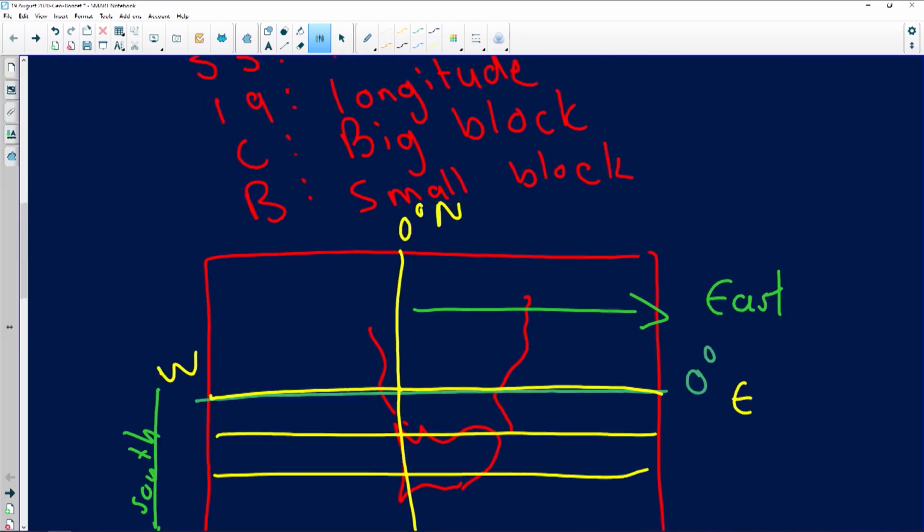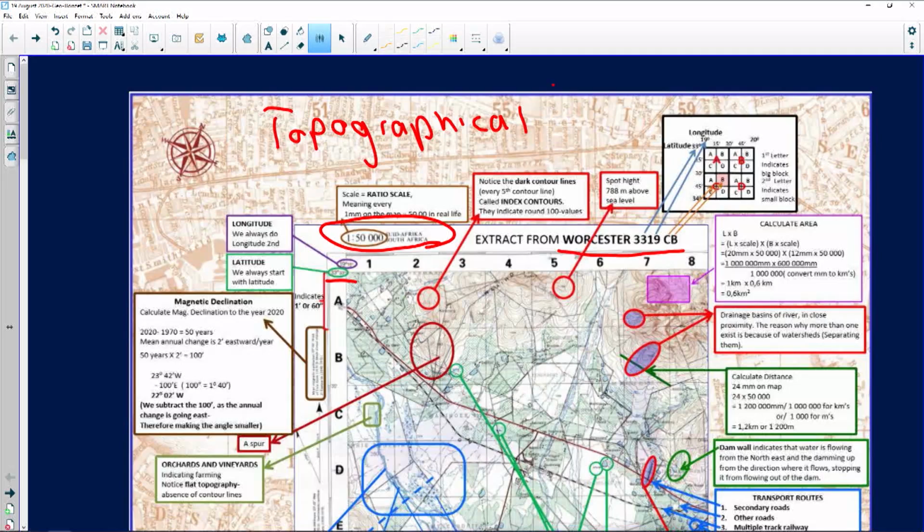Now, that's coordinates. To be able to understand the map code, you need to understand coordinates. Now, if we go back to our map, as we can see, Worcester is found at 33 degrees 19 CB. The 33 means latitude, 19 means longitude, C means big block, B means small block.